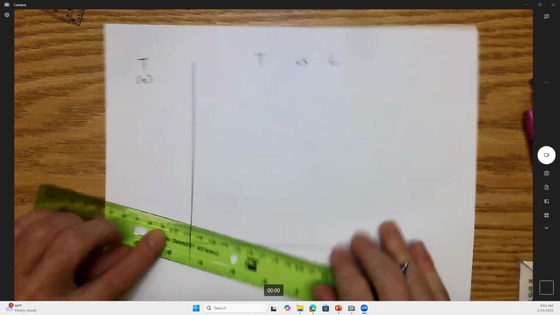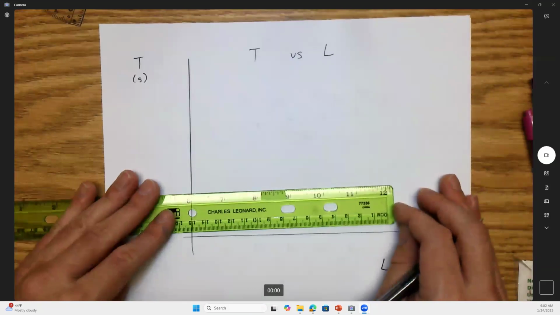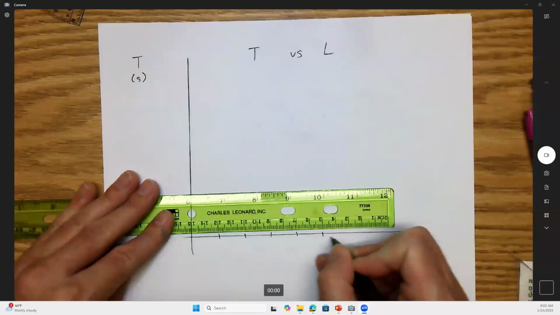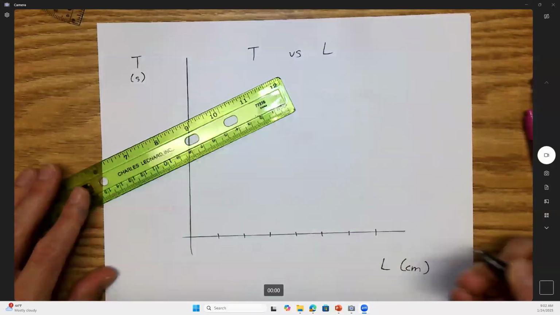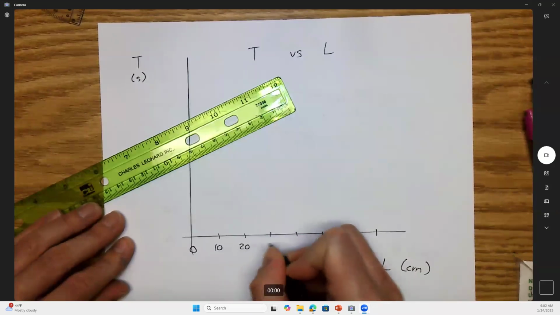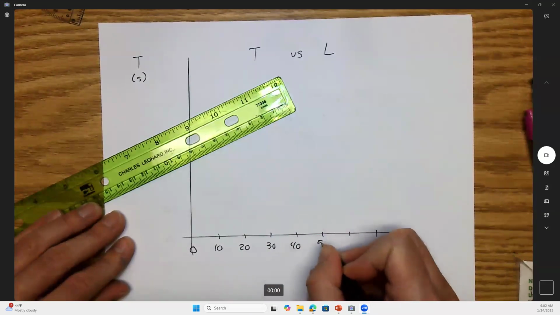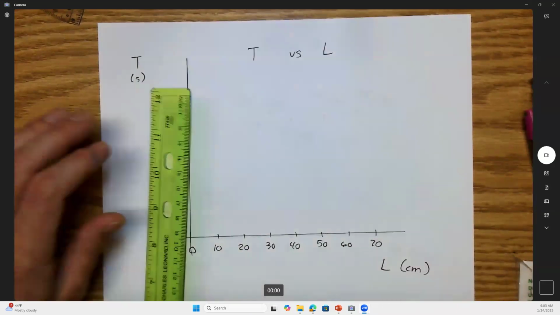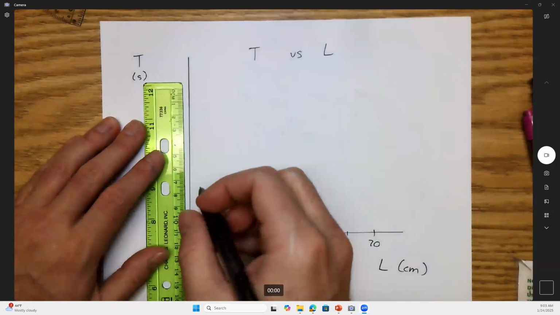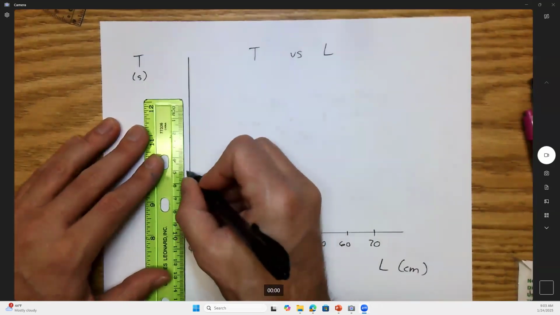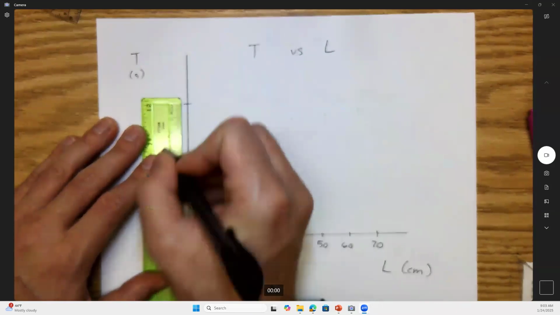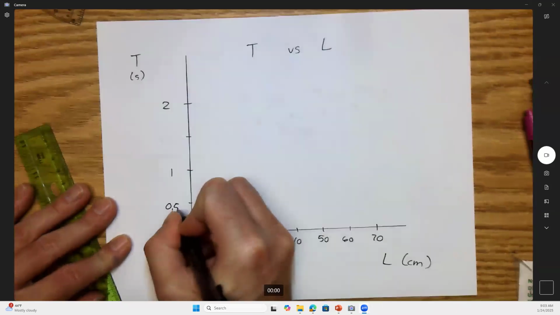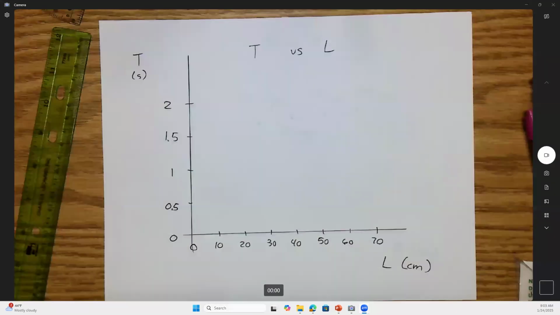Okay. So scale this up to, let's see, 10, 20, 30, 40, 50, 60, 70. Yep, that'll do it right there. So 0, 10, 20, 30, 40, 50, 60, 70. All right, and what was your longest time period? 1.7 something? Okay. All right, so let's go 0, 1, 2. They're on 0.5 and 1.5. All right, let's get some coordinates. What's one coordinate?